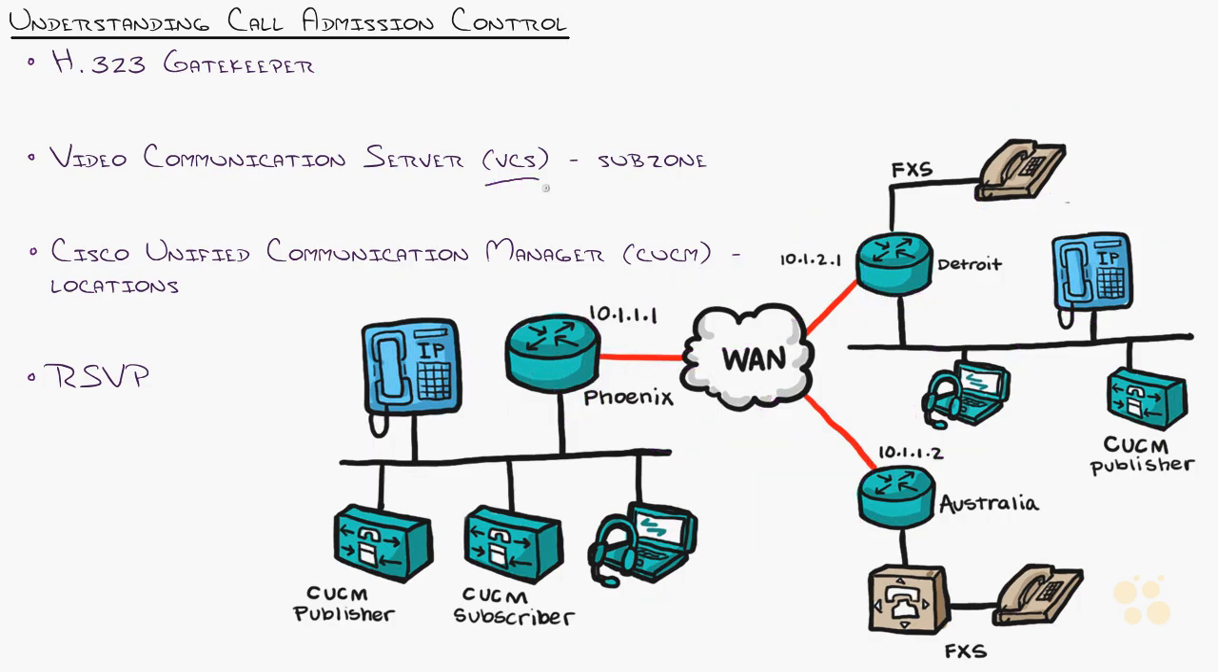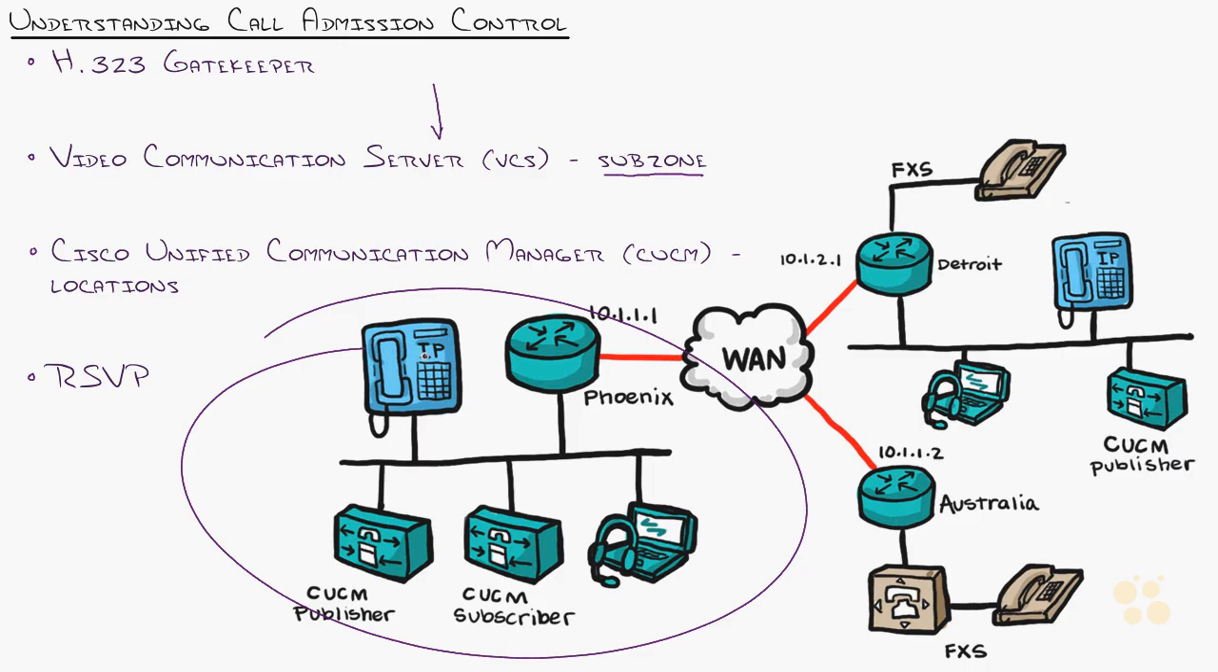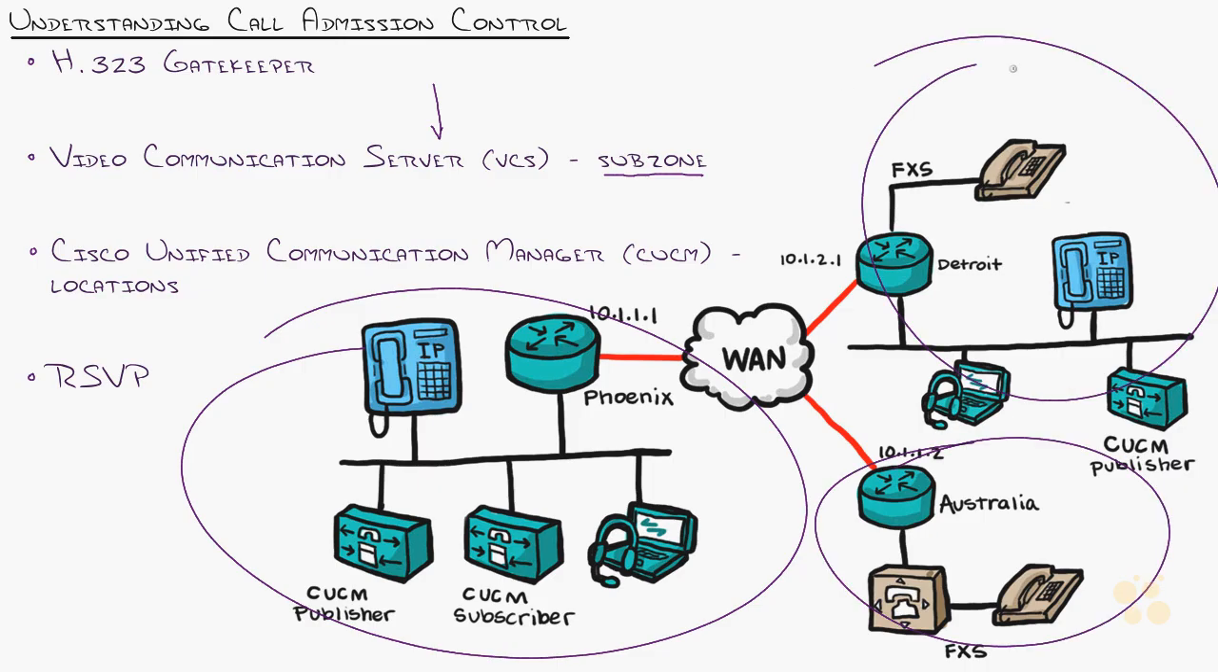How about VCS? Well, the video communication server specifically geared towards teleconferencing has this concept known as a subzone. Go around setting up subzone Phoenix, subzone Australia, subzone Detroit, and you get to say what kind of limitations those have in terms of bandwidth. You can say, hey, there's no bandwidth available in Detroit, which immediately exempts it from any kind of video calling. This guy's kind of out of luck at that point.